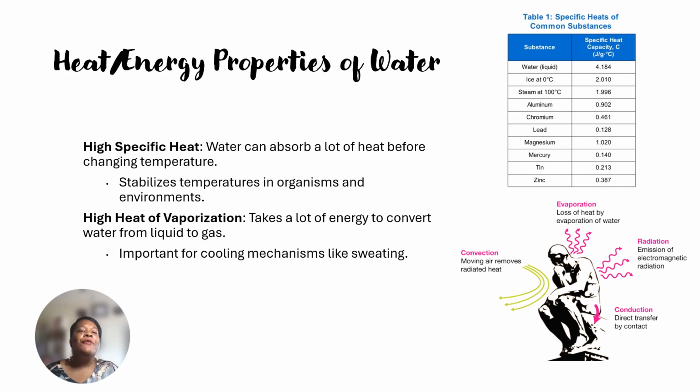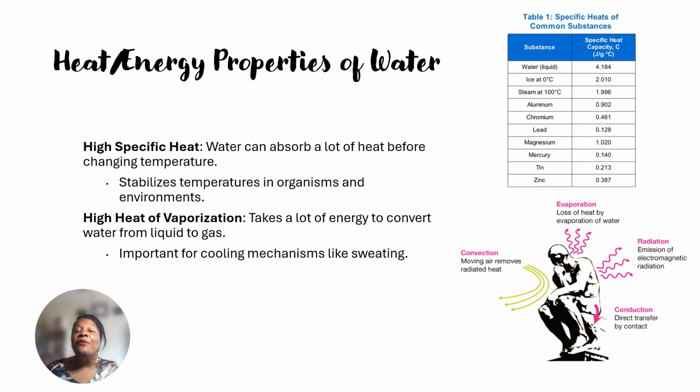So let's give you all a definition of these vocabulary words. High specific heat. This means water can absorb a lot of heat before changing temperature. An example of that would be to stabilize temperatures in organisms and environments. This is important because this property helps regulate temperatures in the environment and in living organisms, providing a stable climate and also body temperature.